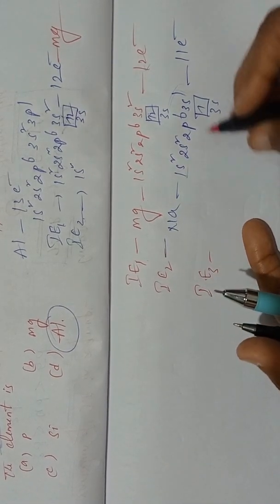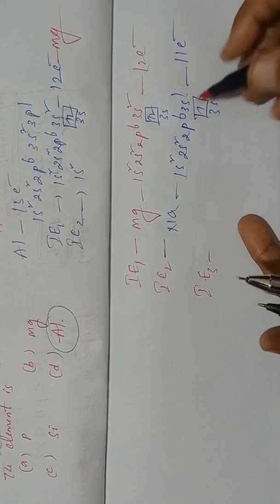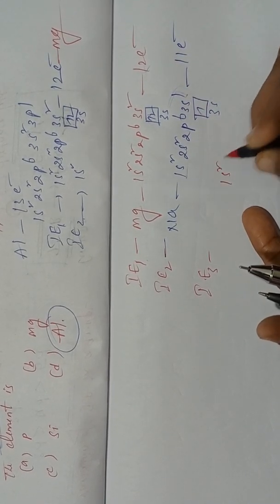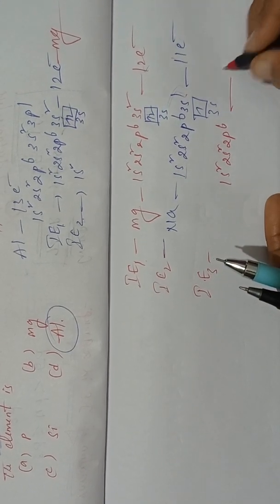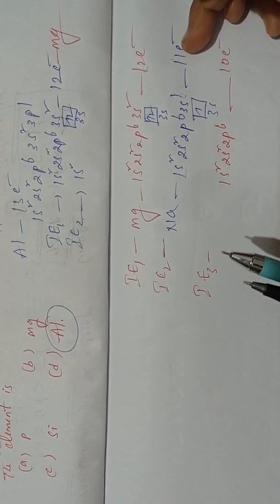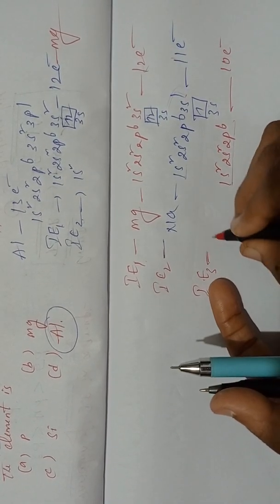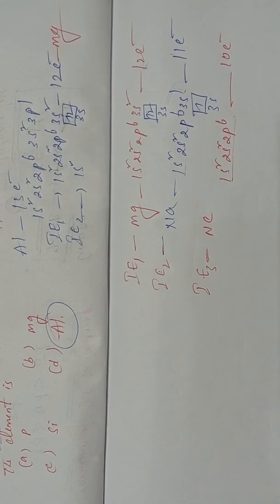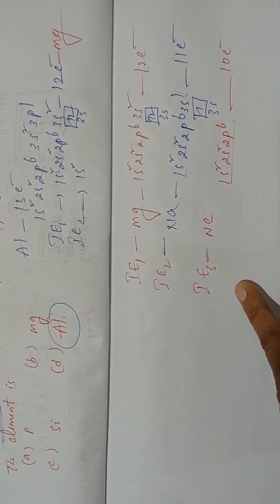Now in IE3, one electron is lost from 3s1. What electronic configuration will it get? 1s2, 2s2, 2p6. That means 11 electrons become 10 electrons by loss of one electron. Then it is the electronic configuration of neon. Are you clear? It is the electronic configuration of neon, students. Clear this one? So neon.